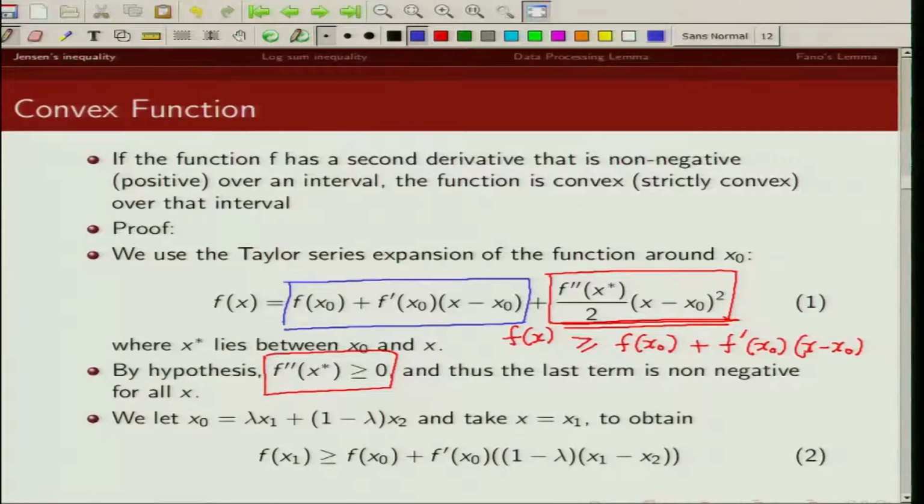Fine. So that is what I have here. Now let us take the value of x naught to be lambda times x1 plus 1 minus lambda times x2, and let us take x to be x1. So I plug in this value of x and x naught into this expression. So I get here f of x1 is greater than or equal to f of x naught plus the first derivative of this function f evaluated at x naught, 1 minus lambda times x minus x naught, where x naught is given by this.